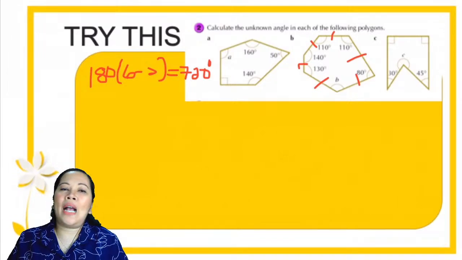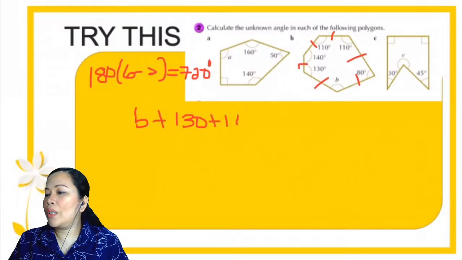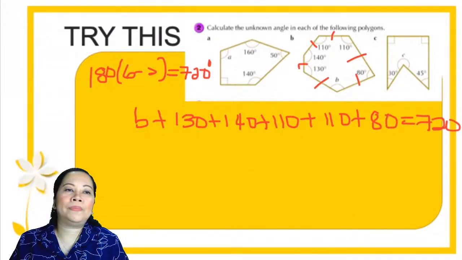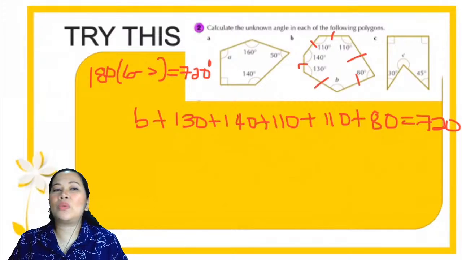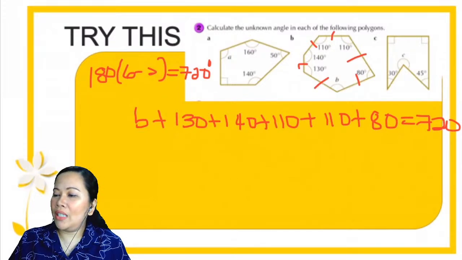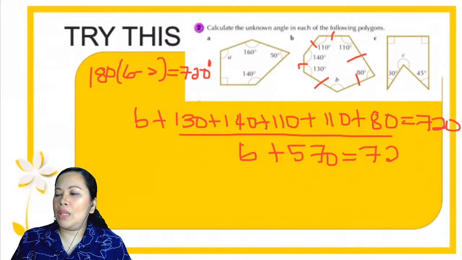And all you have to do is add everything. So B, the unknown side, plus 130 plus 140 plus 110 plus 110 plus 80 is equal to 720. We add 130 plus 140 plus 110 plus 110 plus 80, which will be 570. So that will be B plus 570 equals 720.